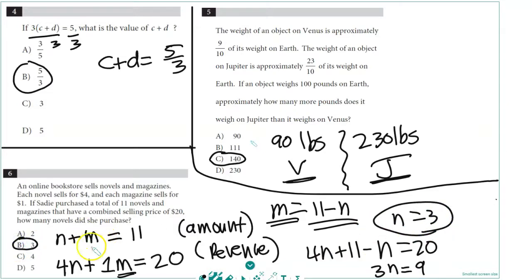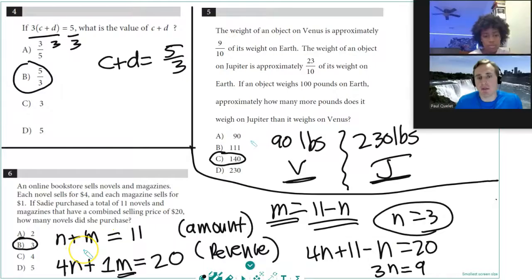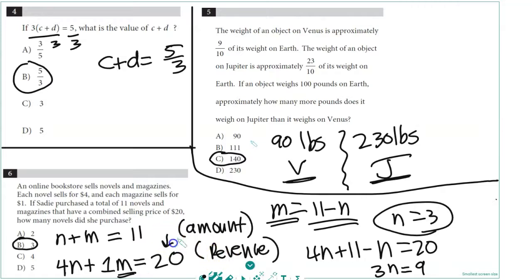But then that means we sold 8 magazines. 3 novels and 8 magazines add up to 11. This is by far, out of all the SAT practice exams that I've done with a lot of people, the most common way a system of equations is set up. One equation in terms of the amount, another equation in terms of the revenue. So one equation where the coefficients on n and m are 1, and the second one, the coefficients on n and m are dollar amounts per each, and then the total sales, let's say, is on the right-hand side over here.